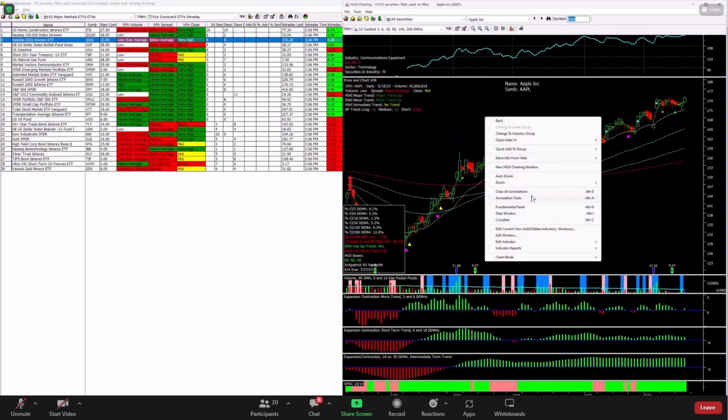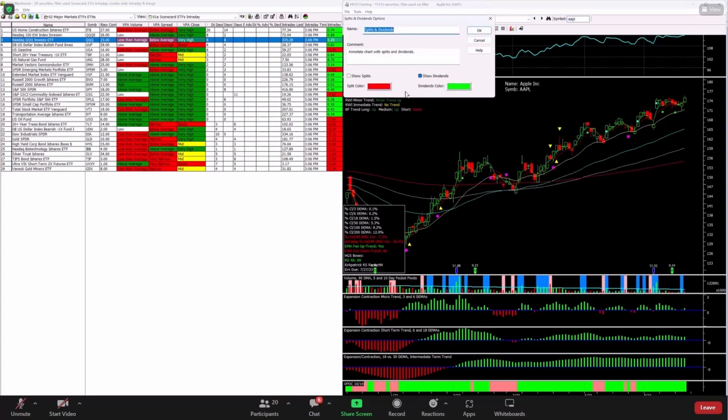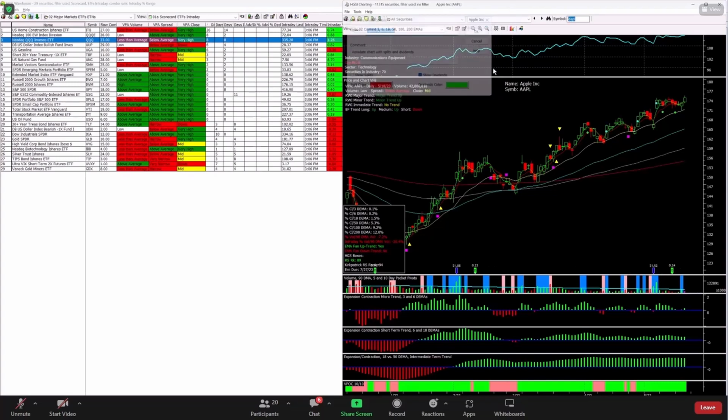Also, I put the splits and dividends. I am just selecting dividends rather. I don't want the splits shown in here. I just want the dividends, and that is represented by the green icon. So I've added more information to this chart. So just at a glance, I can tell a lot of things.